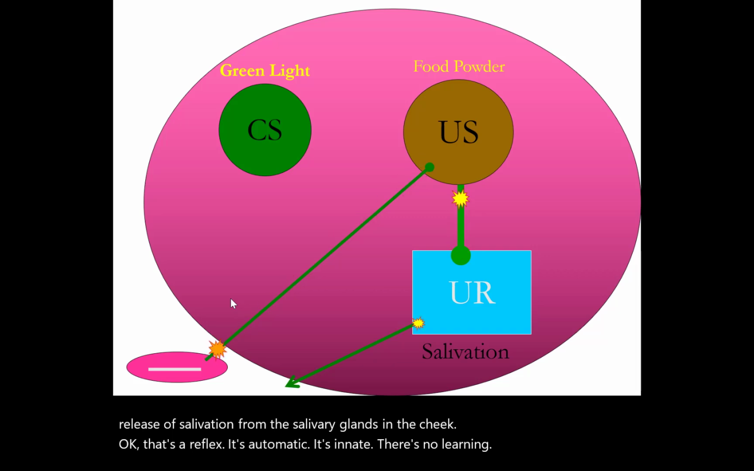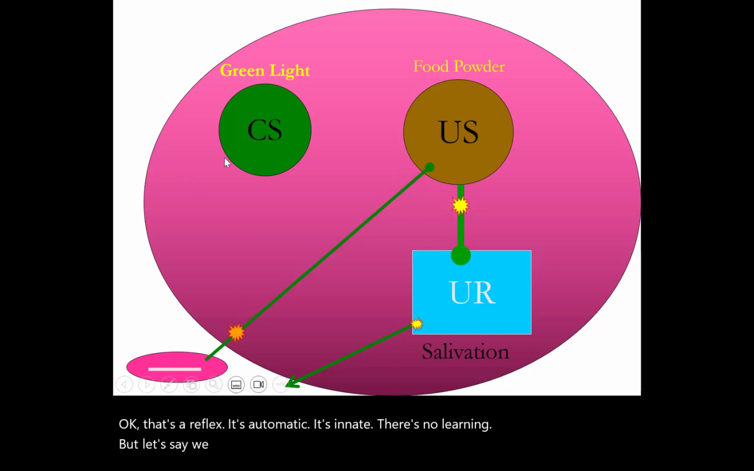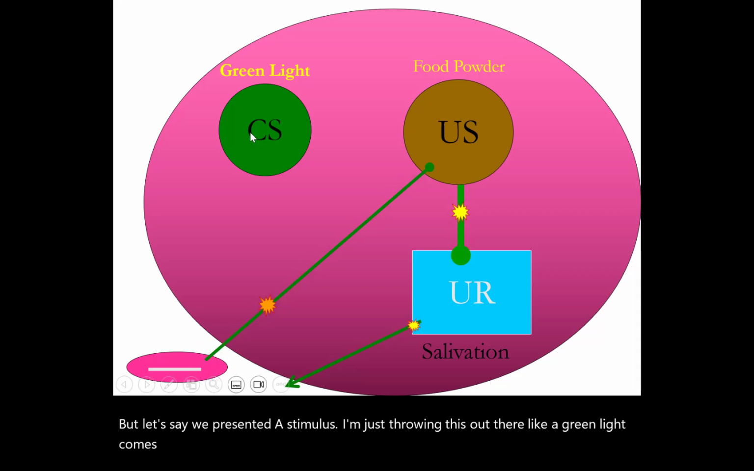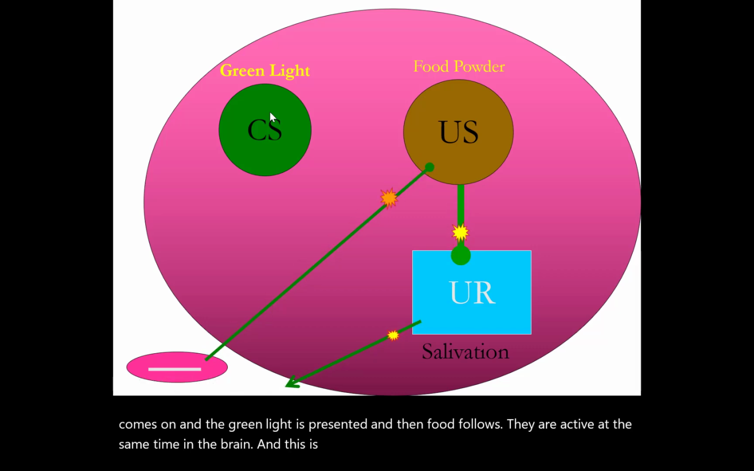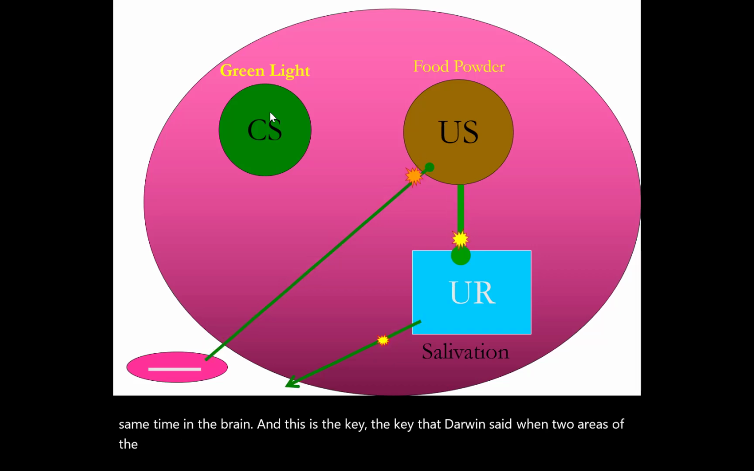But let's say we presented a stimulus. I'm just throwing this out there, like a green light comes on. And the green light is presented, and then food follows. They are active at the same time in the brain. And this is the key. The key that Darwin said, when two areas of the brain are active together, they connect.